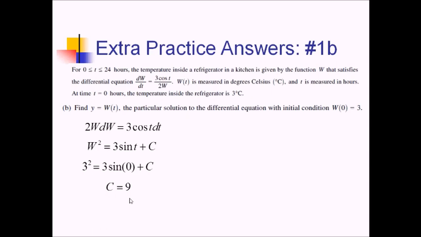Now I'm going to go ahead and plug 9 back in for c in my general solution. And to isolate W, it's W, not y on this problem, I just have to square root both sides of the equation, but I have to pick either the positive or the negative root. I can't have both. So looking at my initial condition, my initial W is 3. That's a positive number, so W has to always be positive for this problem. So that means that I'm going to be doing W equals the positive square root of 3 sine of t plus 9.